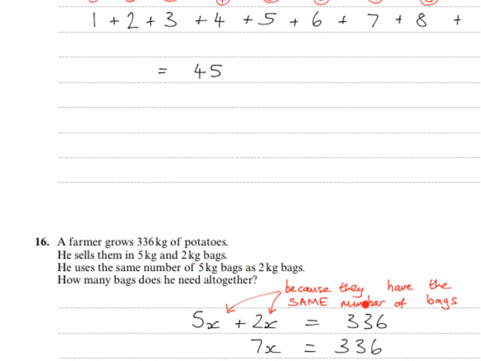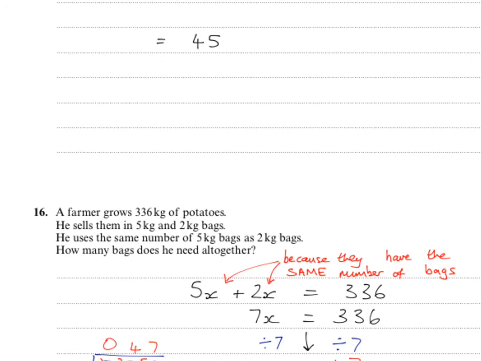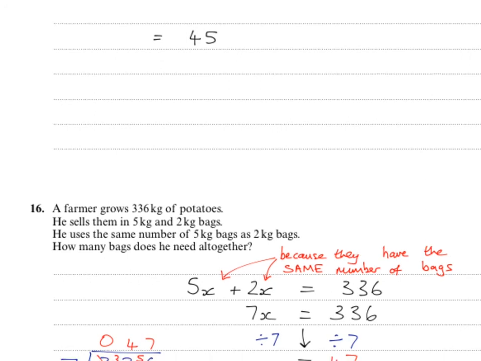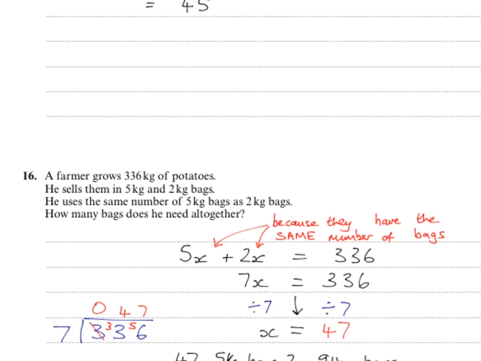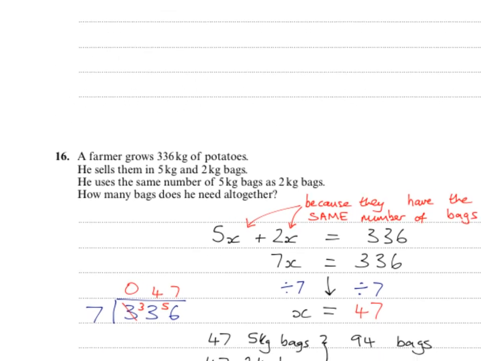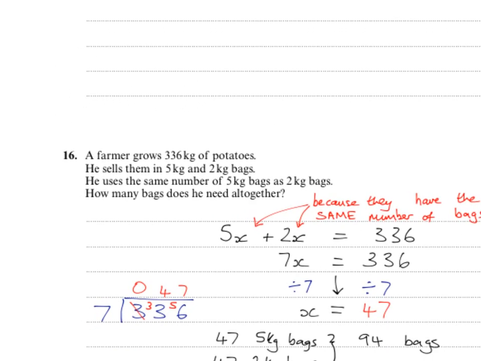And I know that comes to a total of 336. 2x plus 5x is 7x. And then what I need to do now is divide by 7. So what I've done by the side here, and made a small mistake, is this a calculator paper? It's not, it's actually a non-calculator paper.